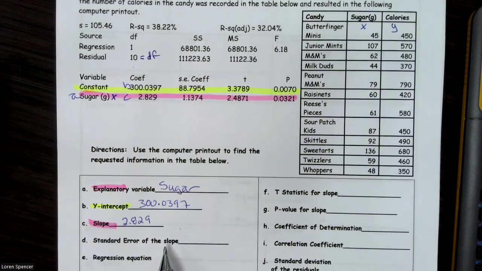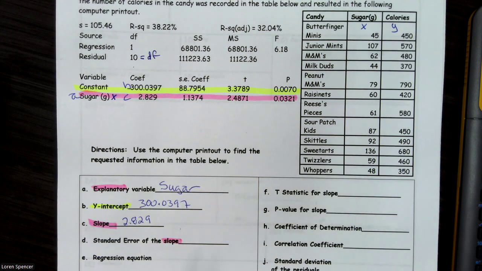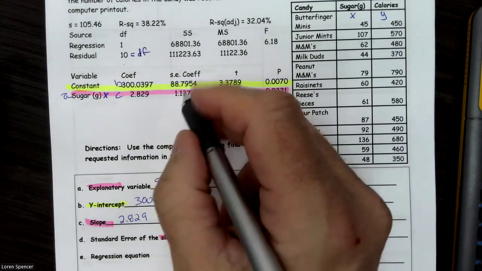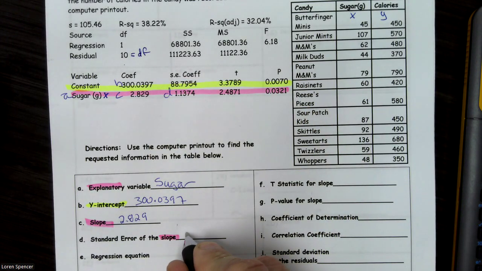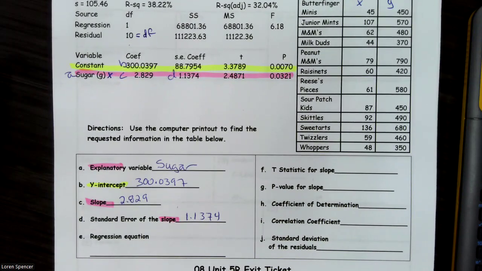Now, we could have standard error of the slope or standard deviation of the slope, but we know it has to be on the slope row. So we know it has to be in the pink. And right now we have standard error, but sometimes it'll say standard deviation. So our standard error of the slope is 1.1374.